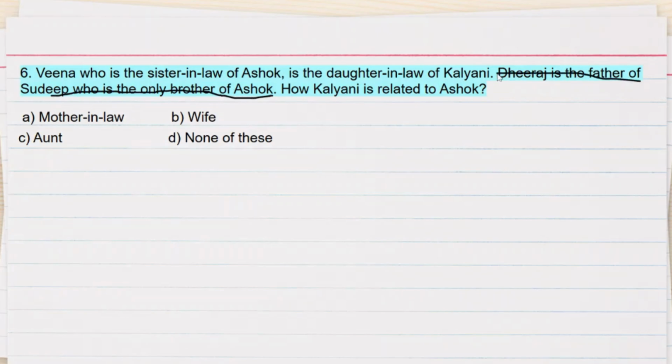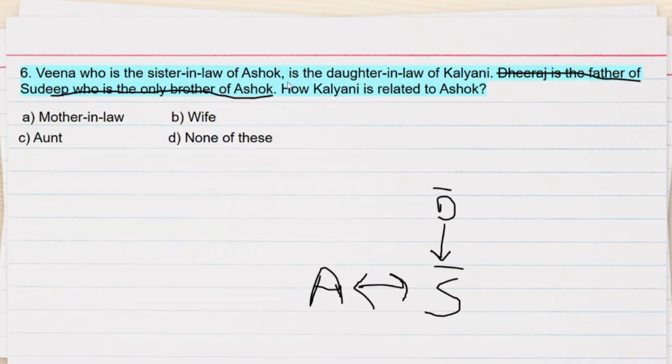So we'll start with Ashok here. Sudeep is the only brother of Ashok. These two are siblings. Dheeraj is the father of Sudeep, so their father is Dheeraj. Dheeraj is also the father of Ashok, right?